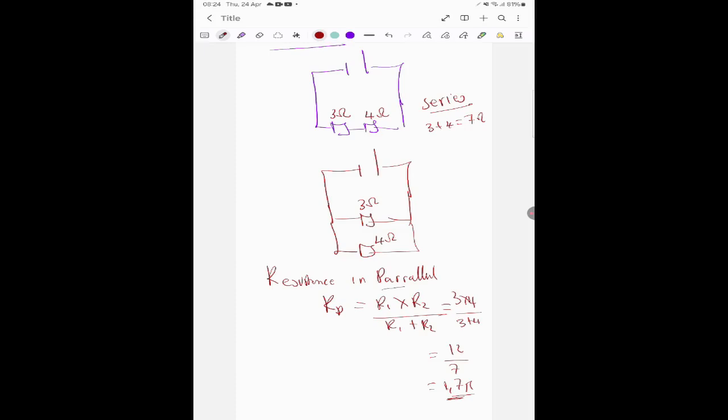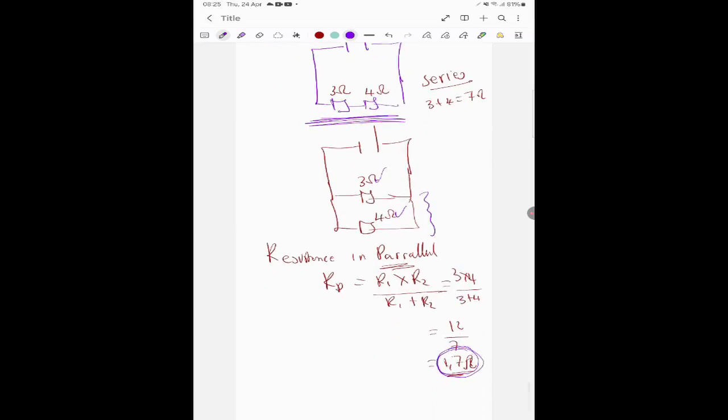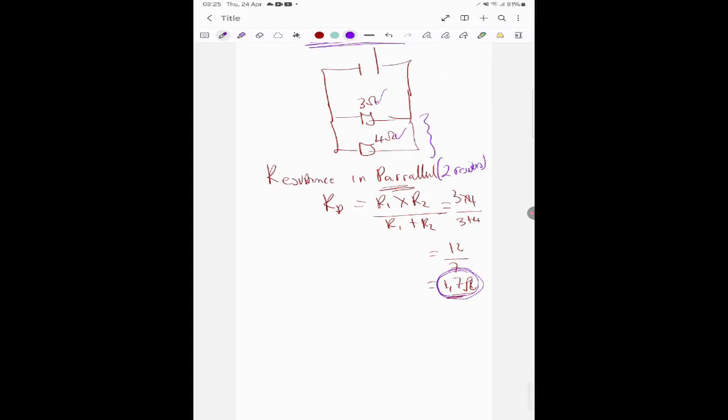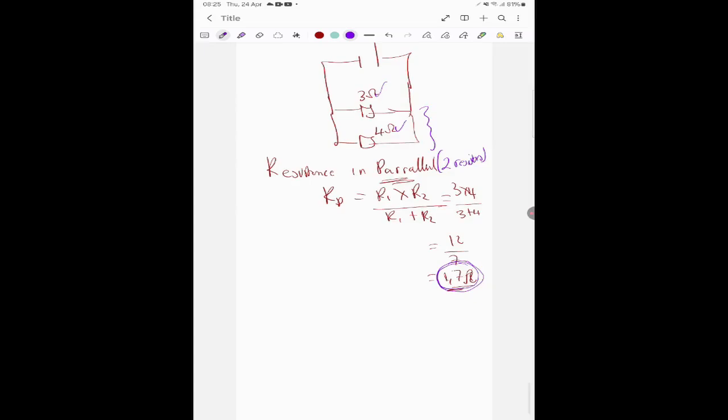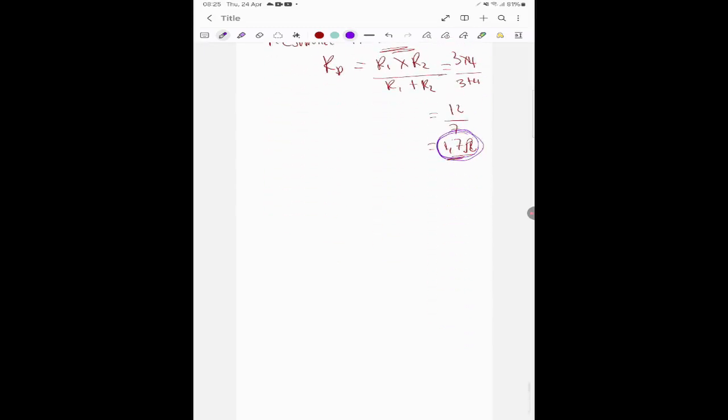Notice what happens when you put items in parallel. When you put resistors in parallel, the combined resistance becomes much smaller. Do you see that? It's smaller than 3, it's smaller than 4. That's an interesting fact, right? So resistors in series, you just add them up. Resistors in parallel, we can use this formula. But this only applies when there are two resistors. That's a quick formula to know when there are two resistors, which is what you principally get in your IGCSE physics. All right.